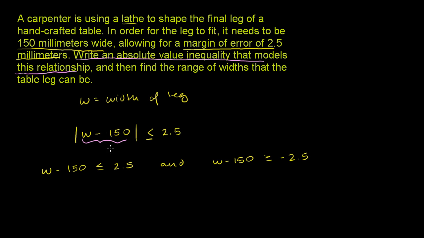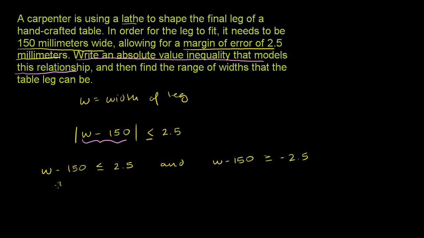If the absolute value of something is less than 2.5, that means its distance from 0 is less than 2.5. For something's distance from 0 to be less than 2.5, in the positive direction, it has to be less than 2.5. But it also cannot be any more negative than negative 2.5. And we saw that in the last few videos. So let's solve each of these.